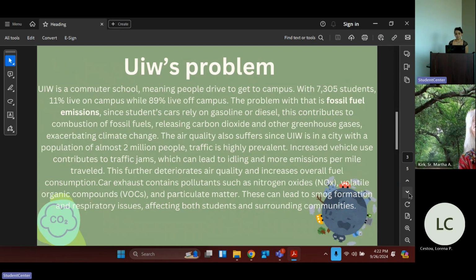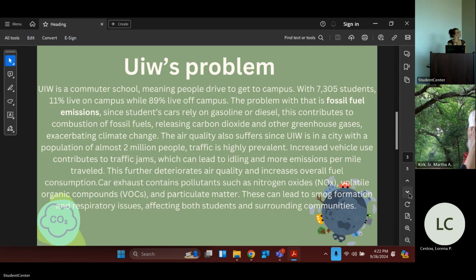Car exhaust contains pollutants such as nitrogen oxides, volatile organic compounds, and particulate matter. These can lead to smog formation and respiratory issues affecting both students and surrounding communities. But I would say that we're a little bit luckier. I know other countries have it worse, like Korea. Their smog is so bad that it produces acid rain. So they always have to carry umbrellas with them every time it rains.